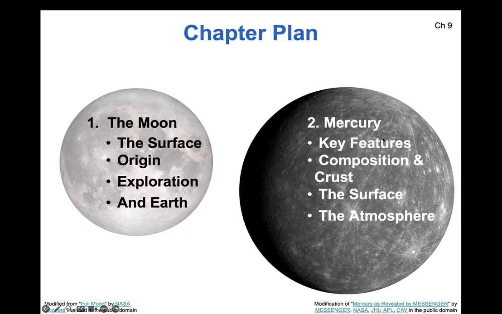Then we'll turn our attention to Mercury, right? Not another moon, but actually a planet, right? Key features, composition and crust, the surface, the atmosphere. So kind of a similar approach we took to Earth as a planet, right?